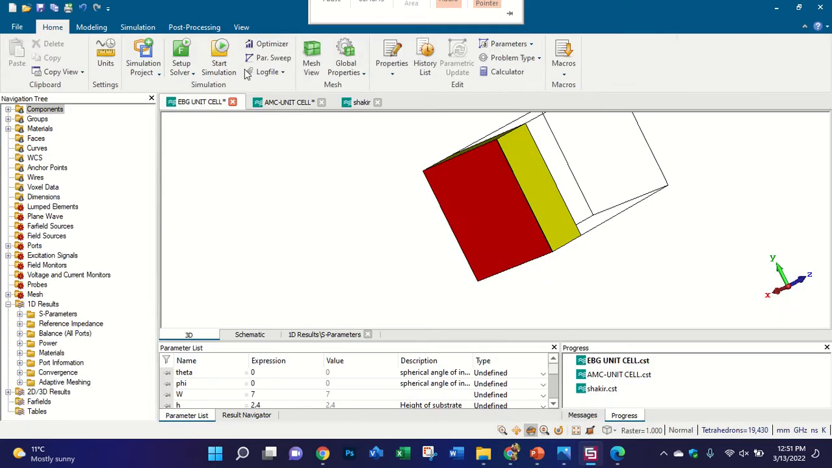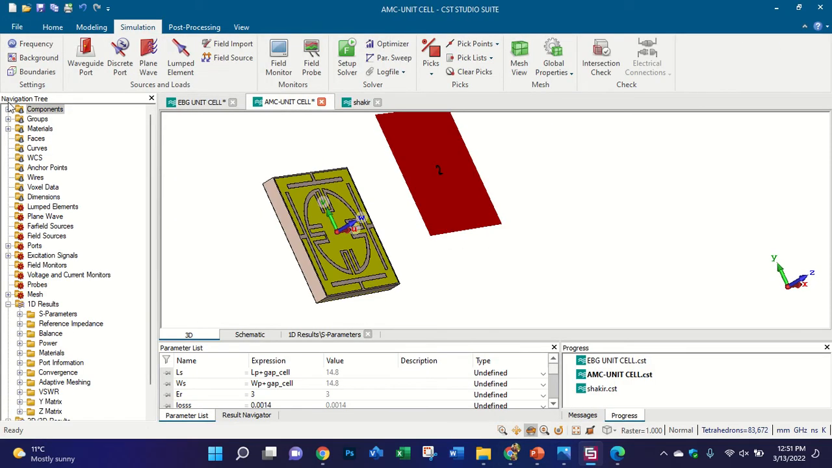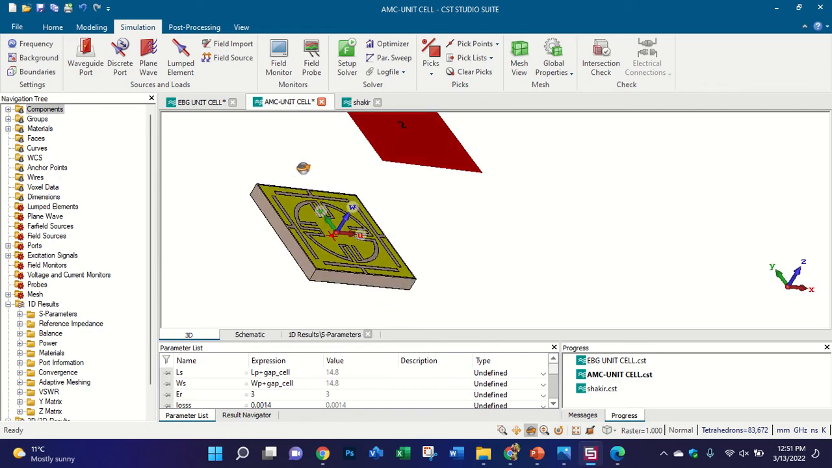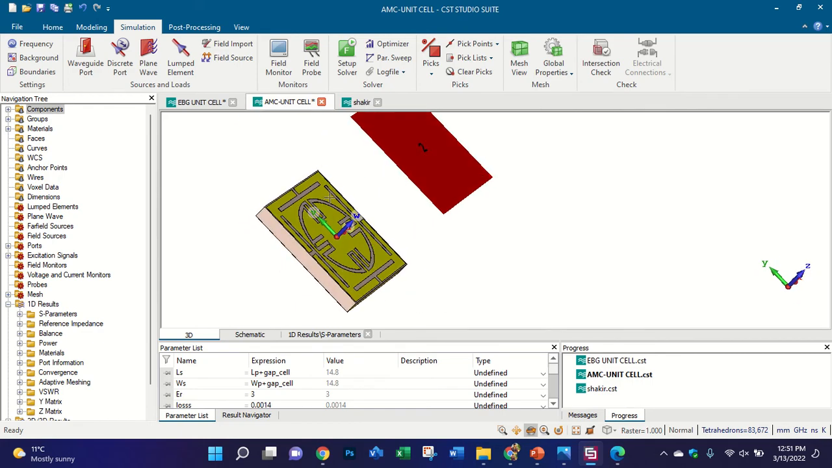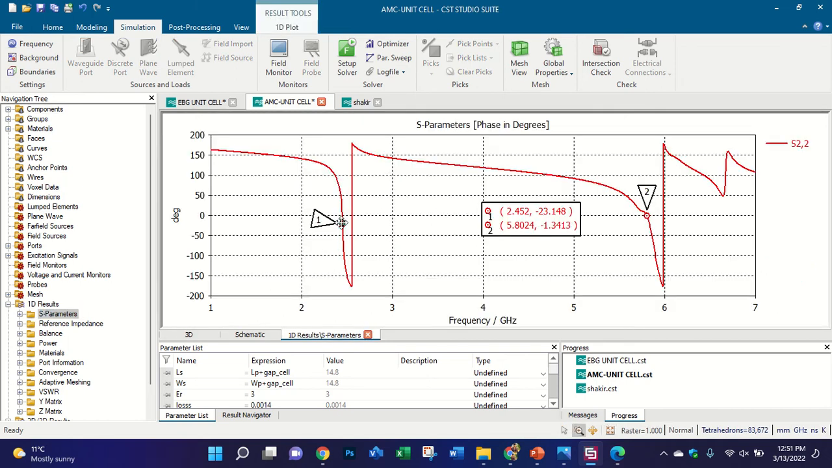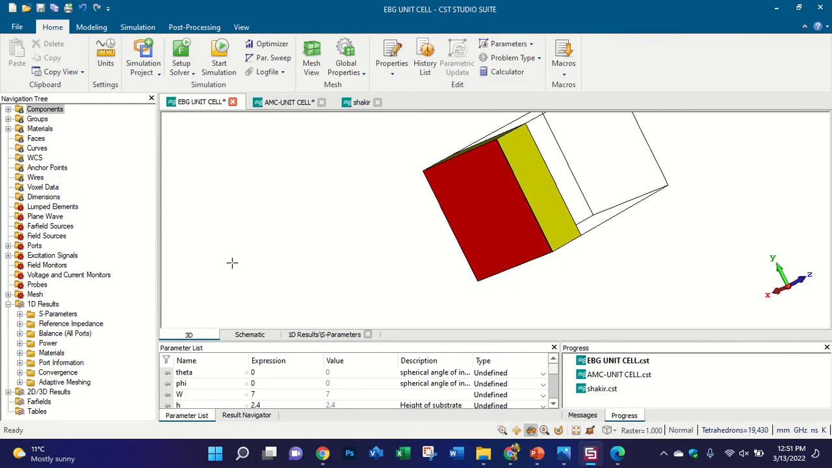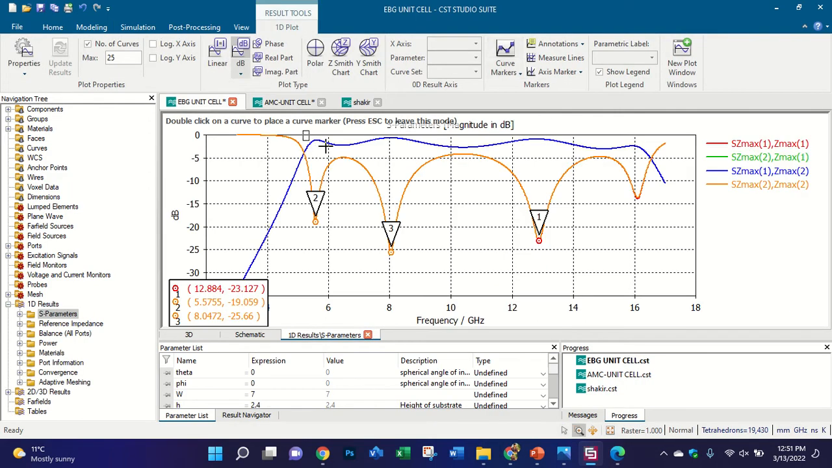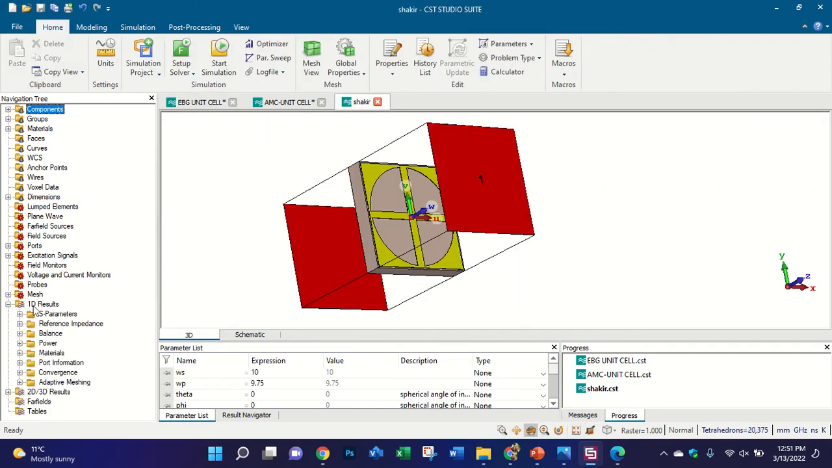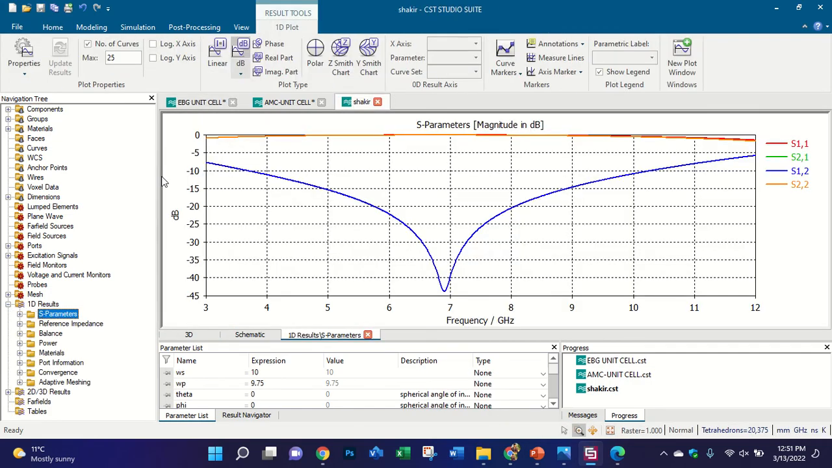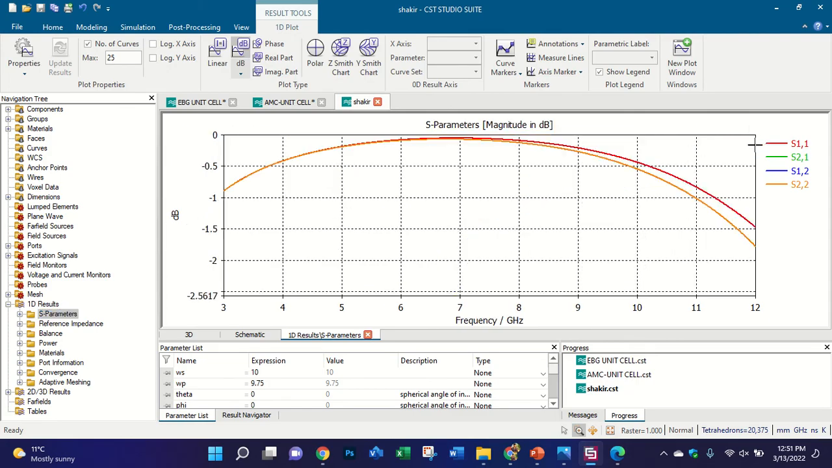I will also share these files. You can just assign the material, change the material, and use whatever you want to get the results. In this case you need to check the reflection phase, it must be at 0, and you have the S parameter, which you need to check if you are targeting broadband. And in this case you can check this one, you see this is very close to 0.